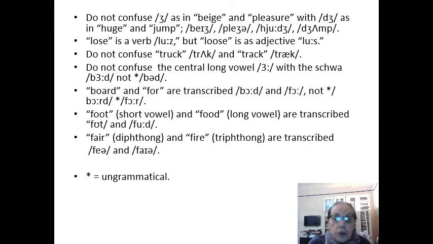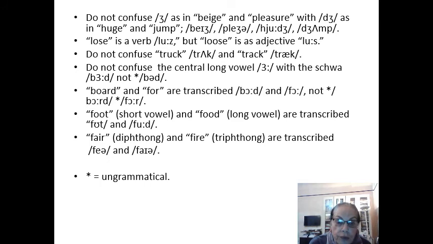Do not confuse truck بدا with track, for example. Do not confuse the central long vowel with the schwa. bird إنما not bird يعني ما هيش schwa. Board and for are transcribed as board and for, not as board and for. There's no R. حتى في الامريكان ترانسكريبشن ما بنحطش الار، لها سيمبل تانية خالص. So be careful that board has no R and for has no R.